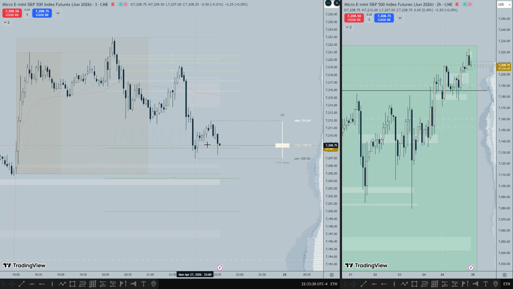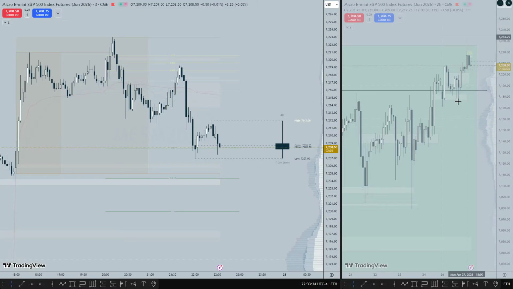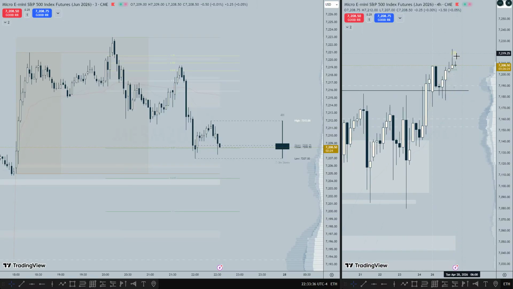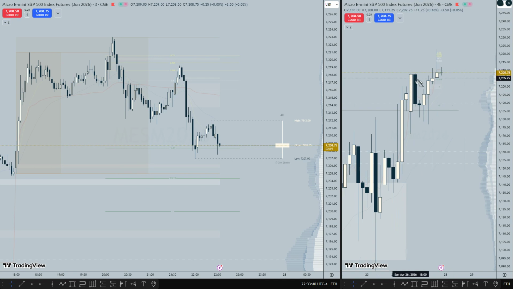So we opened right here, right? Put the low in immediately, pushed up to put the high in. Now we're trying to see if we can continue down with this momentum that we've been having. 4-hour over here on my right side. We can see our last 4-hour candle had a very big top wick. So this could start to turn around and start to bend.